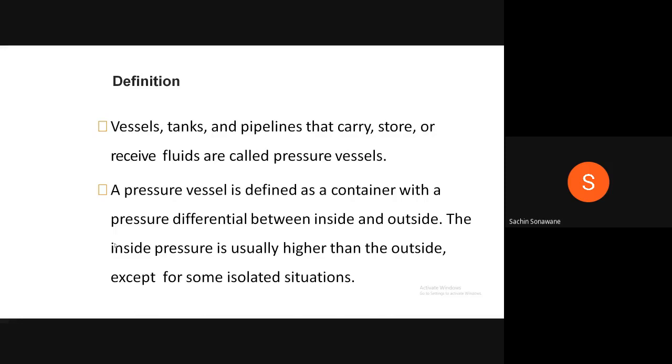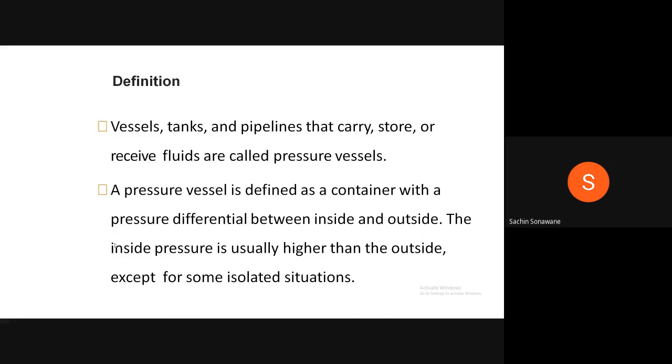If you are observing carefully, you may see that some LPG tanker is there, some milk tanker is there, then water tanker is also there. Therefore, all these tankers contain liquid fluid. Fluid means liquid or gas, which is stored inside the container. That is known as pressure vessel.